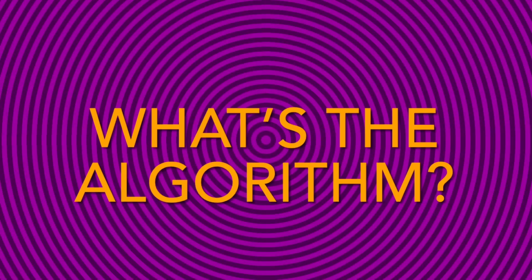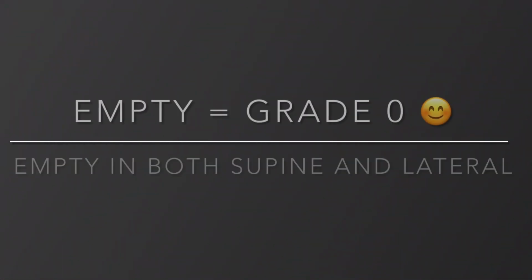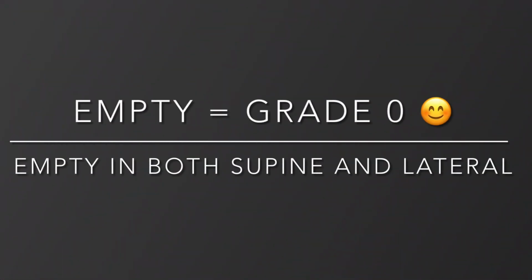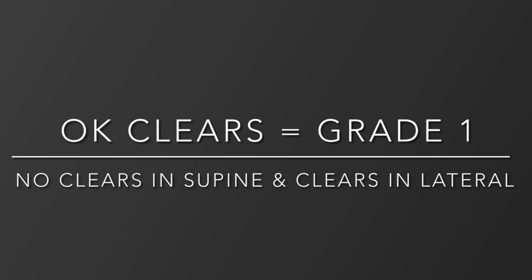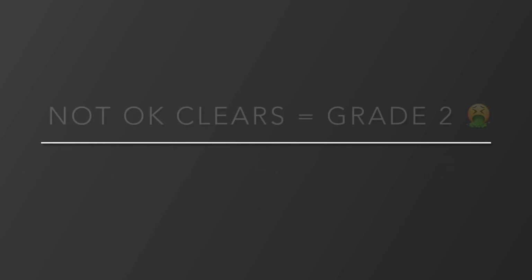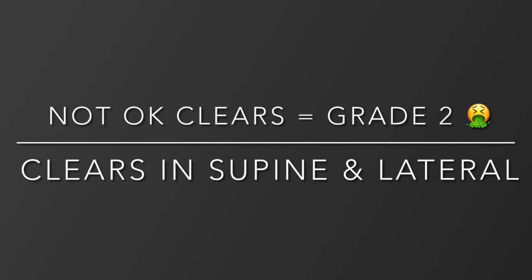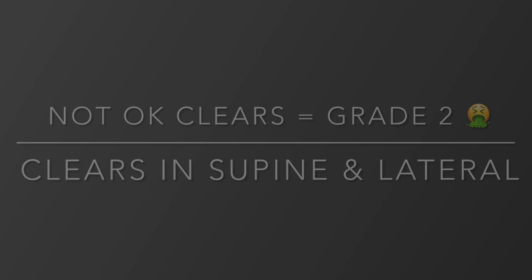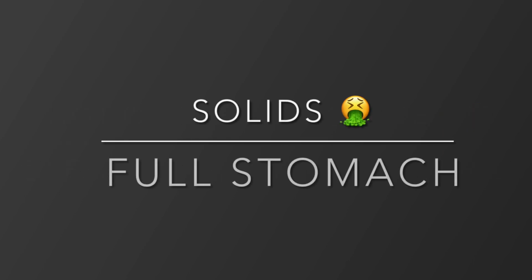So you have to ask yourself, what's the algorithm we use? Algorithm-wise, you're going to have empty, which is empty in both supine and lateral. Then okay clears, which is no clears in supine and clears in right lateral decubitus. Then not okay clears, which is clears in both supine and lateral. And lastly, solids, which are never good. That would include thickened liquids.